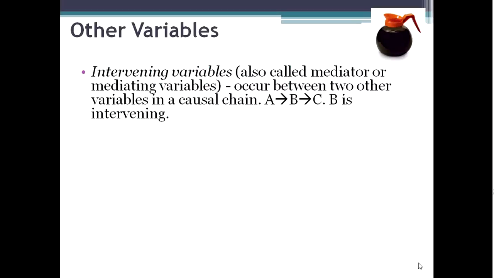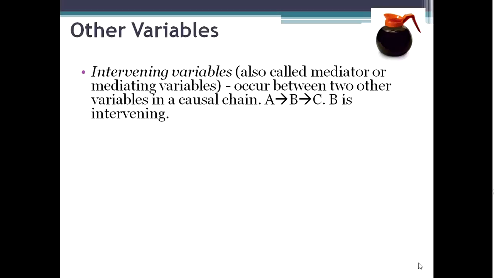Okay. Now, there are other kinds of variables that we run into when we do experimental research. Your textbook classifies these as intervening variables. Intervening variables are what we talk about as mediators or mediating variables. And this implies a causal chain of events. So A happens, then B happens, then C happens, right? And so B in this case is what we refer to as a mediating variable.